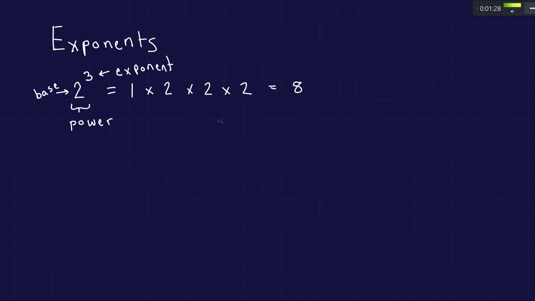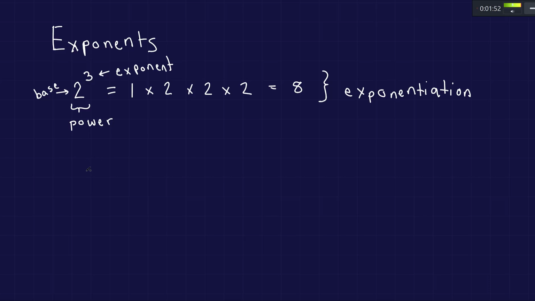This whole process we refer to as exponentiation. The same way when we talk about multiplication, we're talking about multiplying numbers, and when we're talking about addition, we're talking about adding numbers. This is called exponentiation. So let's just go through a few examples.